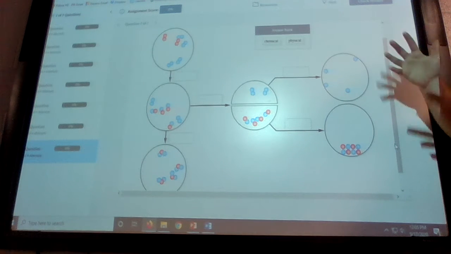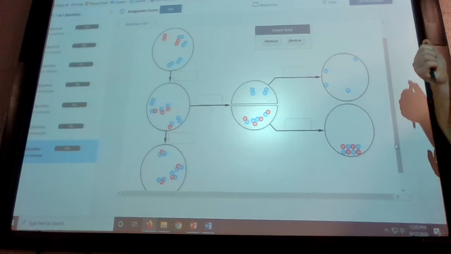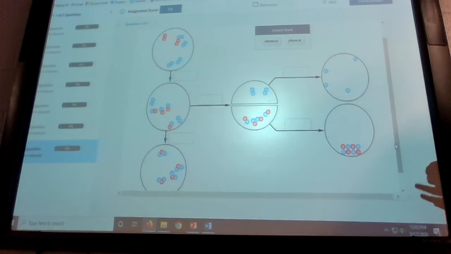And hopefully everybody saw my reasoning there. But yeah, this one's a little tough. And if you don't get it, you could guess a lot and still not get the correct answer. So I hope that helps everybody out.